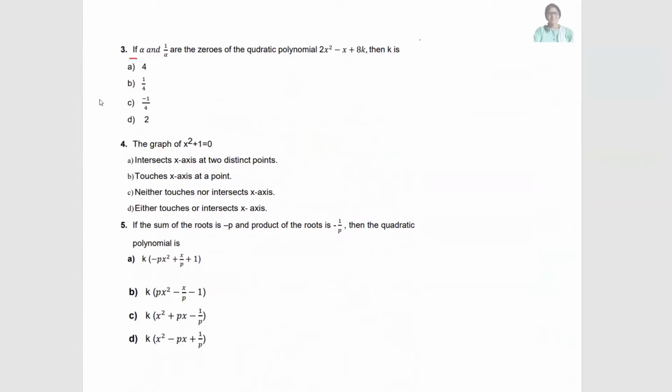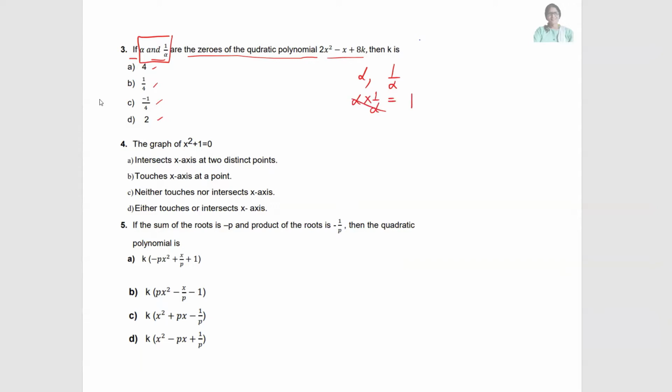If alpha and 1 by alpha are zeros of the quadratic polynomial 2x square minus x plus 8k, then k is? The options are 4, 1 by 4, minus 1 by 4, 2. One zero is alpha, the other is 1 by alpha. Instead of beta, it is 1 by alpha, or one is the reciprocal of the other. In that case, if we take the product of zeros, then the 1 by alpha cancels and it is always 1.